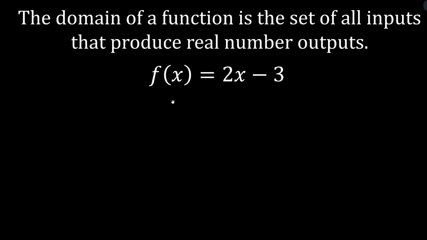What are all the different possible numbers we could plug in to this function that would give me a real number output? And it turns out that if I take a real number and multiply it by 2 and then subtract 3, which is exactly what this function does to an input, right? Multiply by 2, then subtract 3, I get a real number. So any real number produces a real number output for this function.